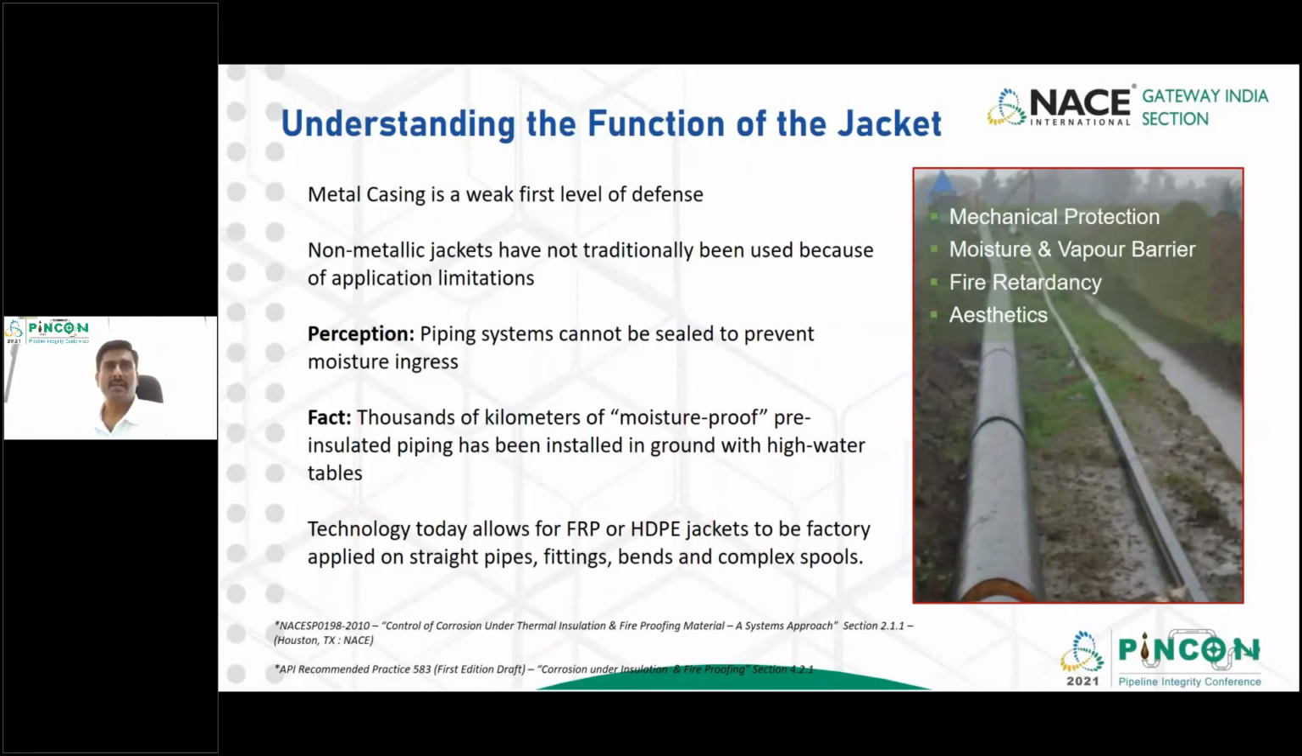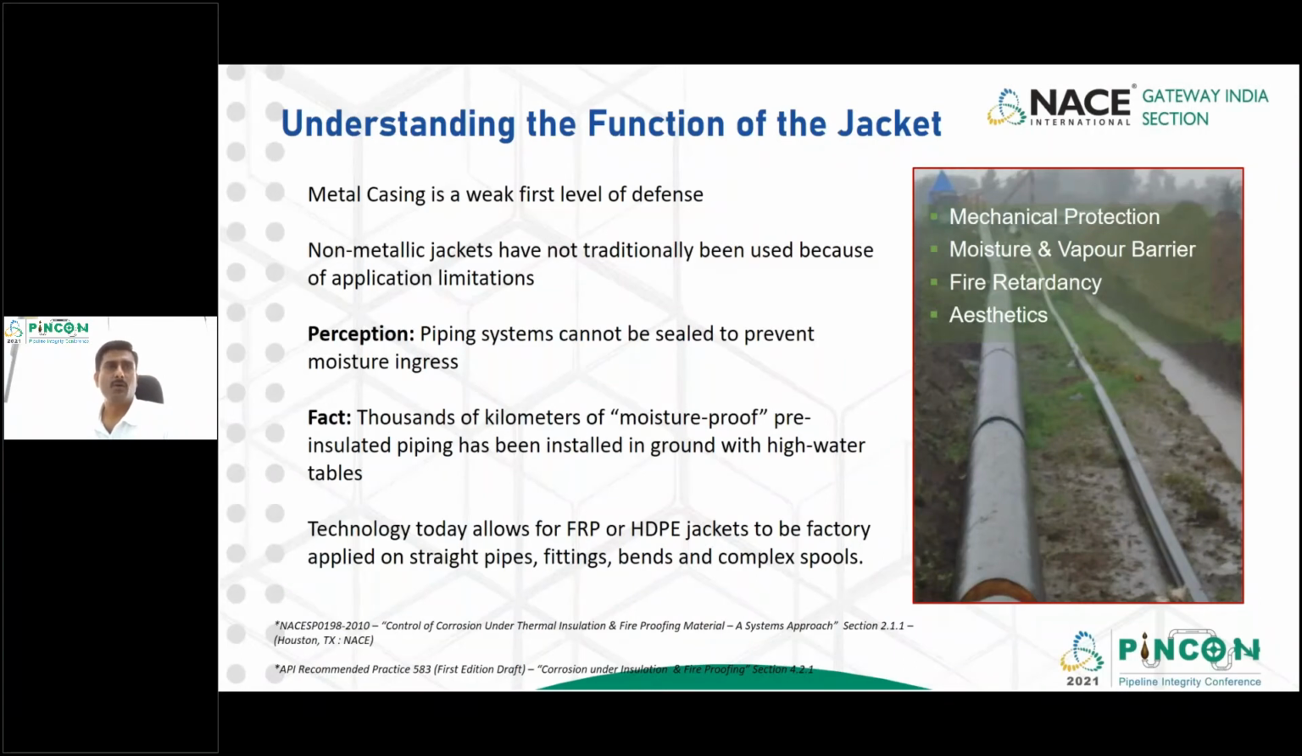Understanding the function of the jacket, metallic casing is the weakest link. Failure of the metallic jacket due to the installation issues or the operating conditions leads to the water ingress into the system, especially during the shutdown periods, leading to operational problems, HSE hazards, and significant maintenance cost. The perception is that the piping system cannot be sealed to prevent moisture ingress.